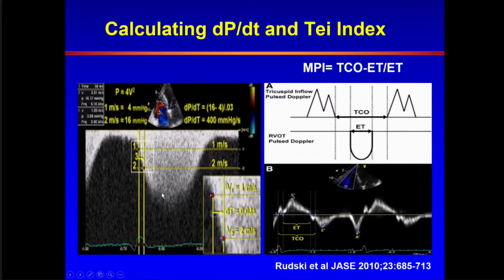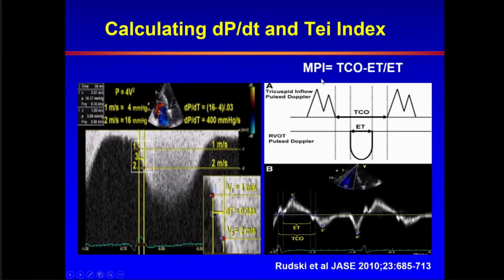It is also possible to use this more qualitatively, like how fast does it go up? A faster rise means a better performance. You can also look at the descending phase as an index of diastolic function. The slower it takes for the pressure to drop, the worse the relaxation. Again, more qualitative as opposed to quantitative aspects.